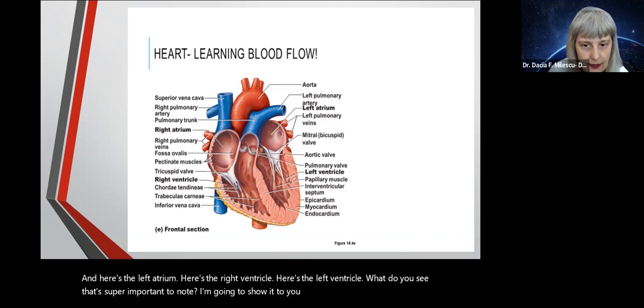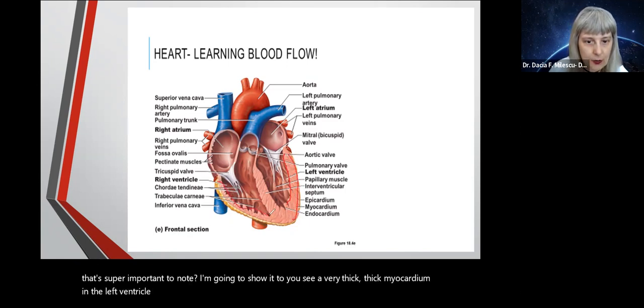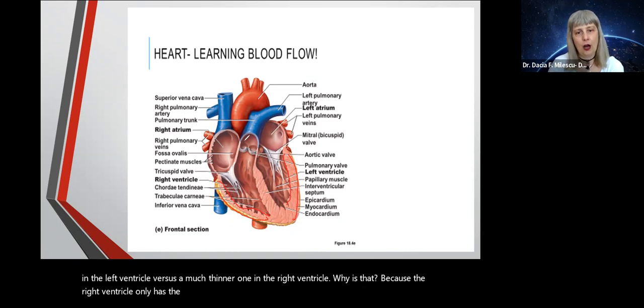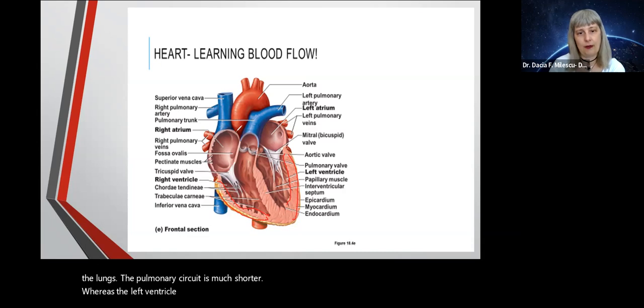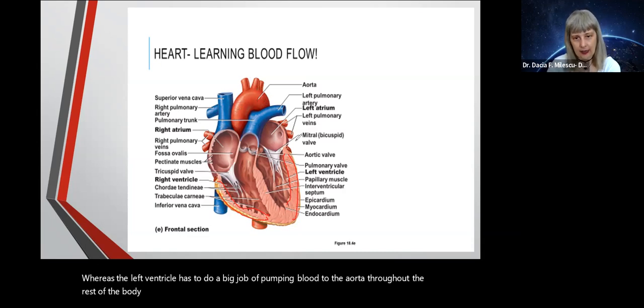You see a very thick myocardium in the left ventricle versus a much thinner one in the right ventricle. Why is that? Because the right ventricle only has to pump hard enough to the pulmonary trunk and pulmonary arteries to the lungs. The pulmonary circuit is much shorter, whereas the left ventricle has to do a big job of pumping blood to the aorta throughout the rest of the body and to the head and neck. Okay, so that's a big difference.